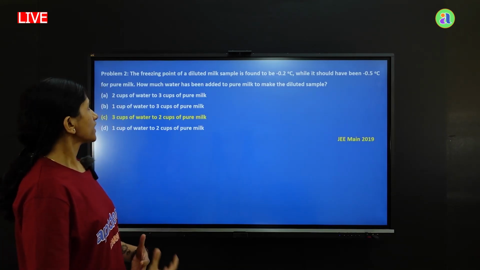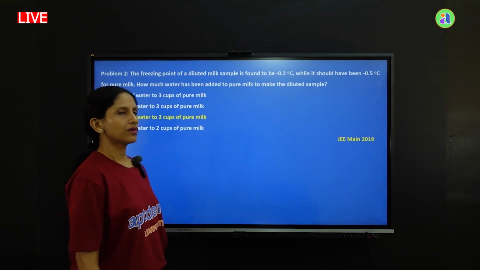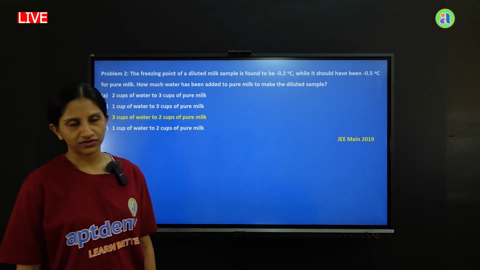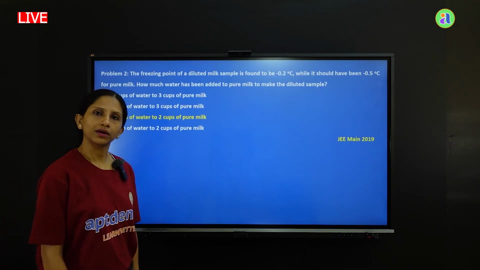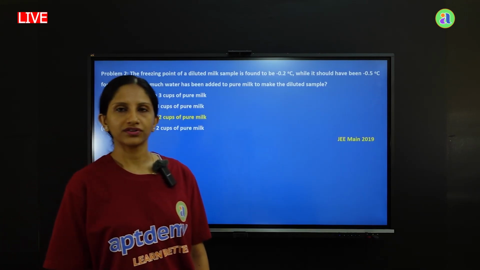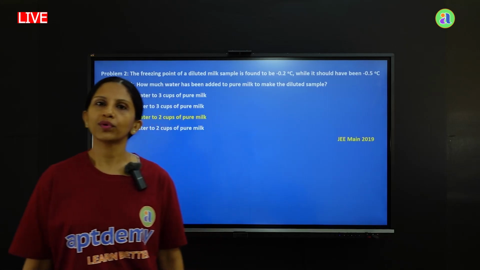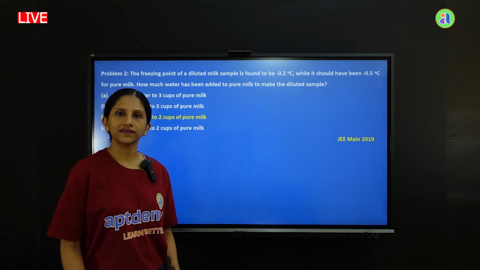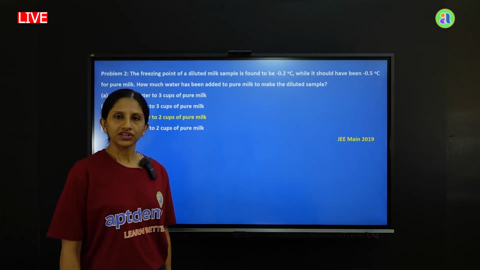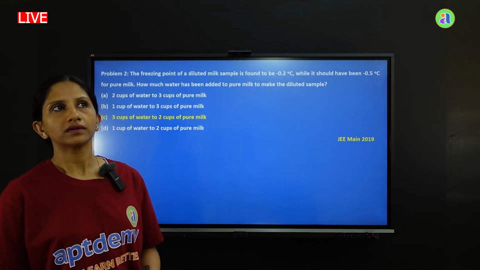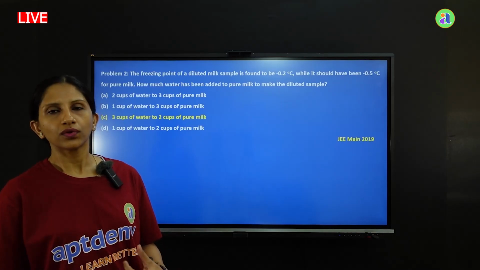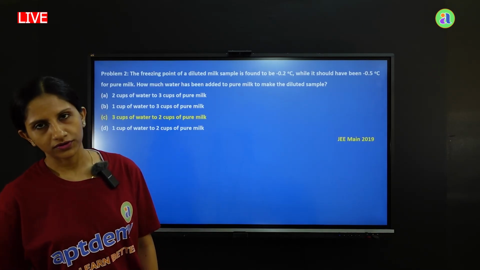So this problem is actually based on the concept of freezing point depression. Before I start the problem, let's just talk a little bit about freezing point depression. So what basically is freezing point? Freezing point is the temperature at which any substance in its solid and liquid form has the same vapor pressure.